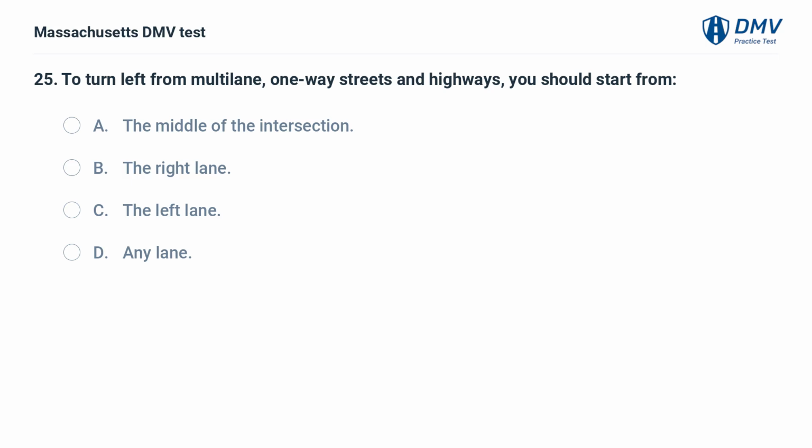To turn left from multilane, one-way streets and highways, you should start from: A. The middle of the intersection. B. The right lane. C. The left lane. D. Any lane.